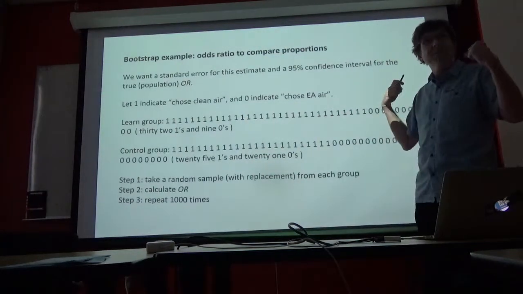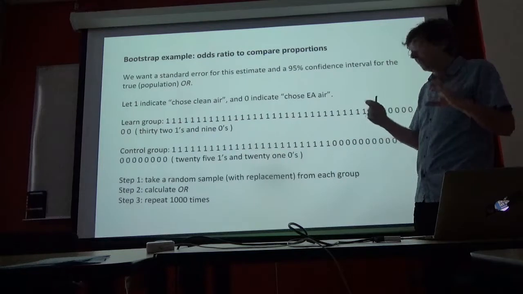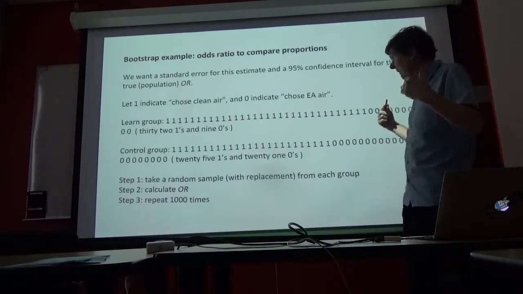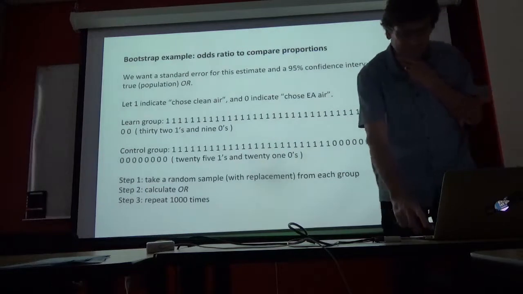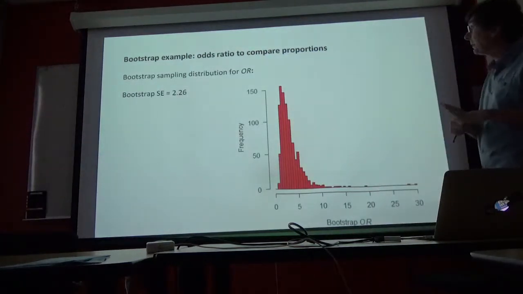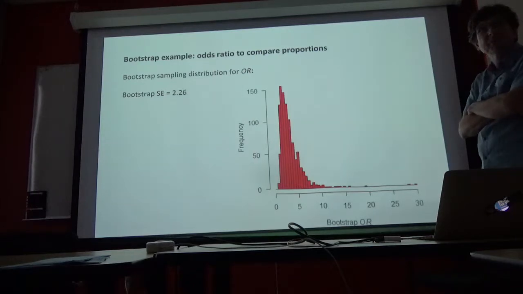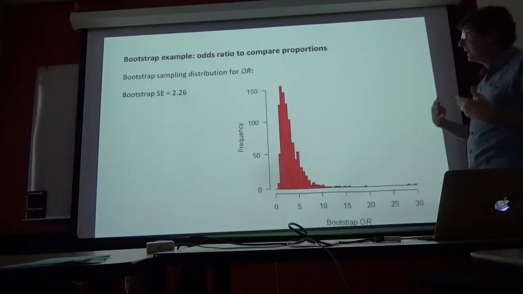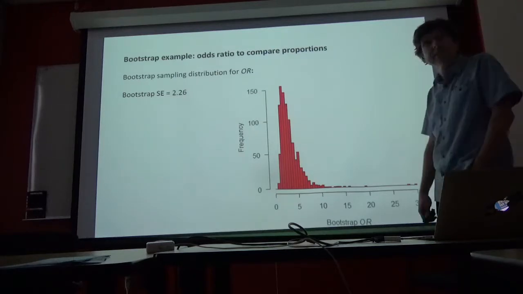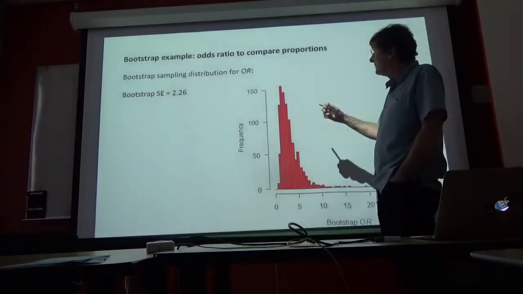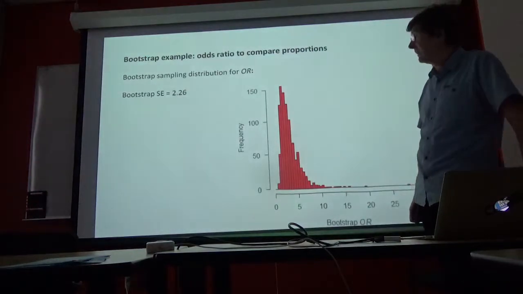Step one, take a random sample of ones and zeros from these data. Sampling with replacement. Step two, calculate the odds ratio on that bootstrap random sample, save that number, and then repeat this 1,000 times. So that's what I got when I did this. I got a bootstrap sampling distribution for the odds ratio by randomly resampling from the data, separately sampling from the treatment and the control, calculating the odds ratio each time, and then plotting that as a sampling distribution. And the claim, Efron's claim, is that the standard deviation of this distribution is a pretty good standard error for the estimate of the odds ratio.